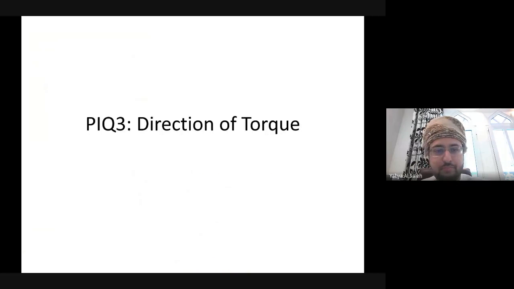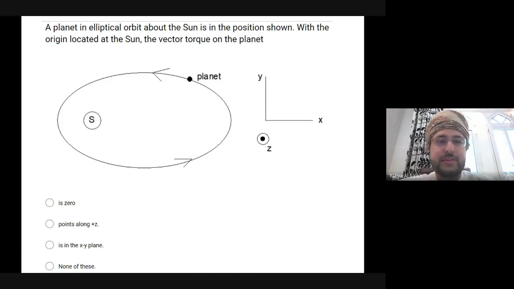Cool. Let's take a simpler example. A planet in elliptical orbit about the sun is in the position shown, with the origin located at the sun. The vector torque on the planet is what? 0, along plus z, so out of the page, in the xy plane somewhere, or none of these?